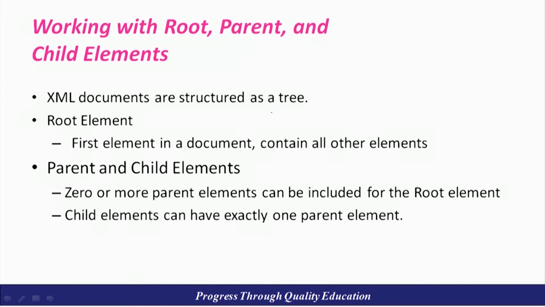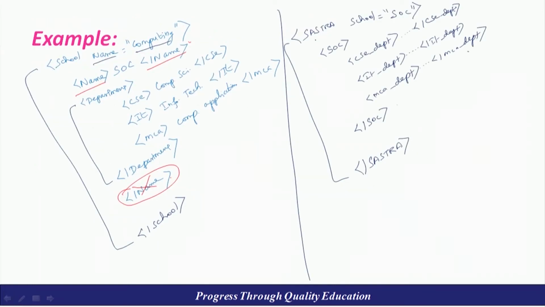XML documents are structured as a tree. You can see here Shastra. Okay, Shastra is a root tag, and it can have SOC, only one child. For this child we have CSE, IT and MCA. These are children of SOC. SOC is a child of Shastra.